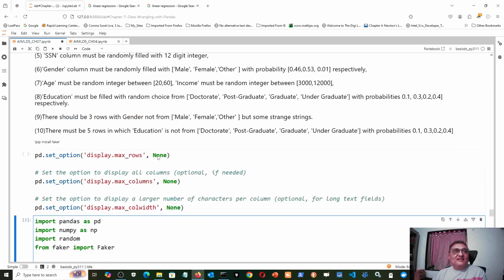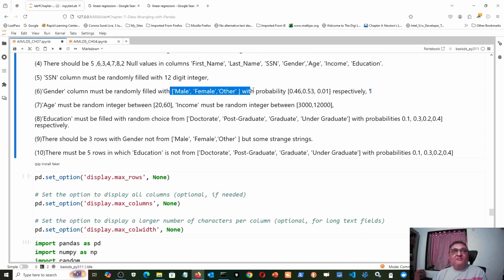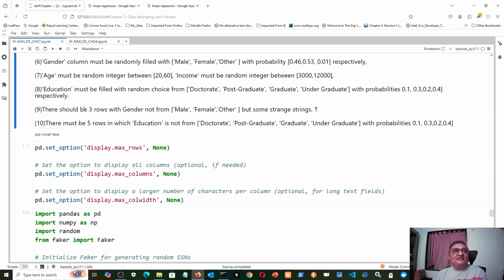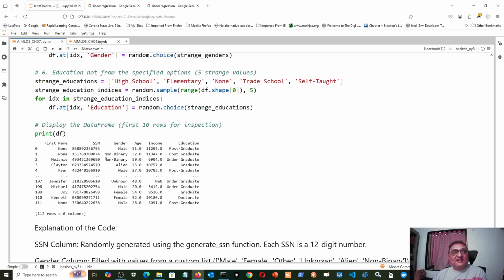So I generated this data, and at that time I gave a condition that gender must be filled with male, female, other only. But then I said that there should be 3 rows with gender which should not be male, female, or other, but some strange strings. There may be some clients who do not want to disclose their gender, so they just write fake or random things like non-binary, alien, or unknown. They don't want to disclose.